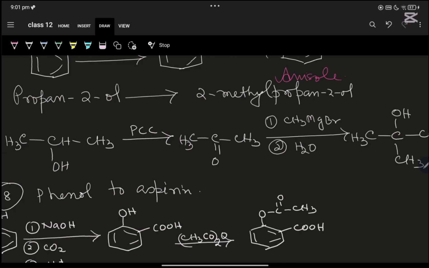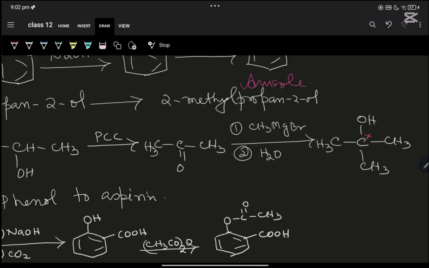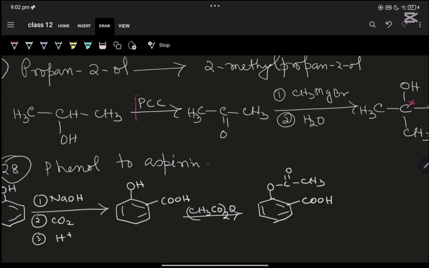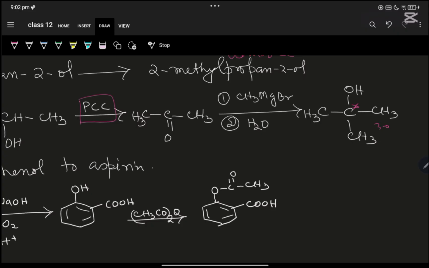Propan-2-ol to 2-methyl propan-2-ol. Again, here you can see that it is alcohol, but the number of carbon atoms has increased and the final alcohol is a 3 degree. So try to convert it to a ketone. If you convert it to a ketone and give 1 carbon atom Grignard, then you can get this. So it is propan-2-ol. Do controlled oxidation. Give PCC. You will get the ketone. And then, you know, PCC, pyridinium chlorochromate, it is used for controlled oxidation. And then you give CH3MgBr, H2O and you get the product.